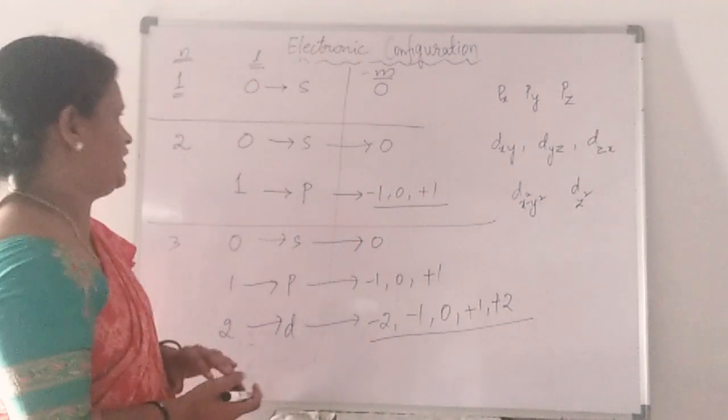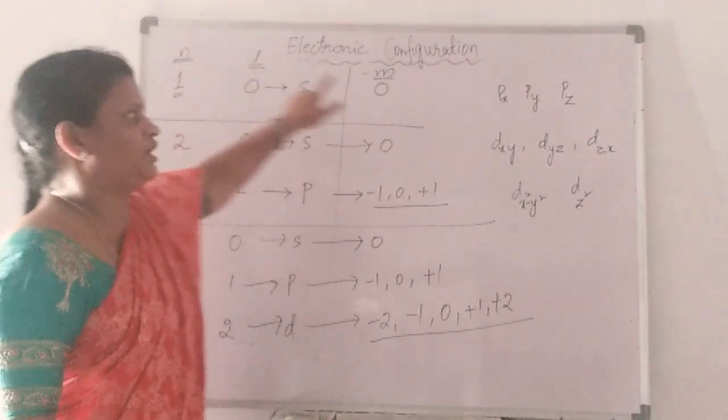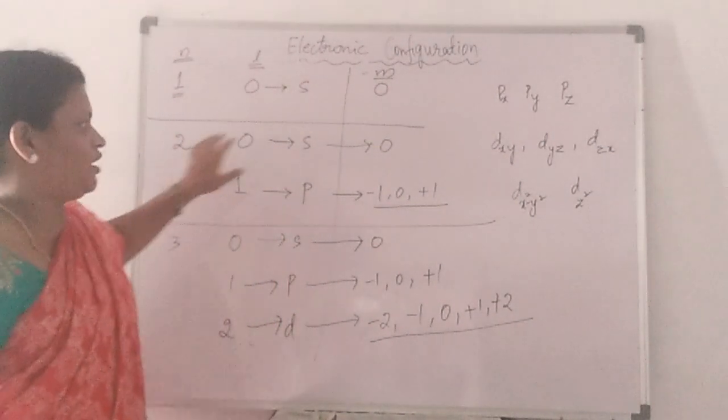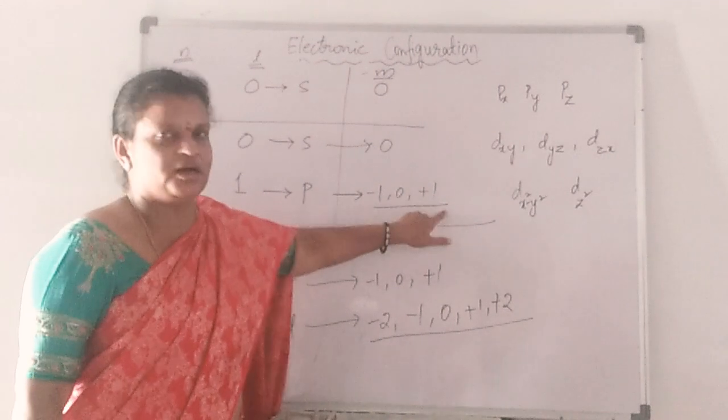So like that, the number of electrons in the first shell is only 2 because only 1 orbital is present. In the second shell we have a total of 4 orbitals.